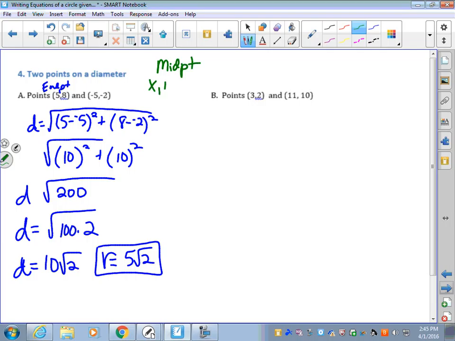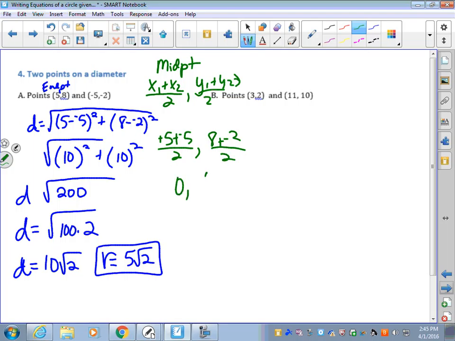Basically, now we're adding the x's, divided by 2, and adding the y's, divided by 2. Oops, sorry. So we got negative 5, or positive 5 plus a negative 5 over 2, and we have 8 plus a negative 2 over 2. Well, this becomes 0. And this is 6 over 2, which gets simplified to 3. Okay, good. So we have our center.